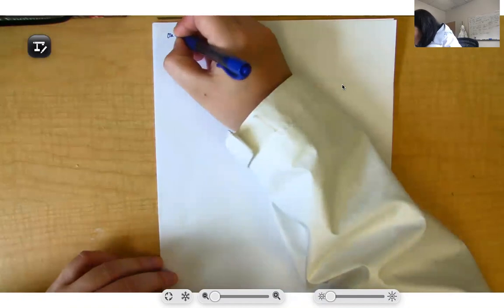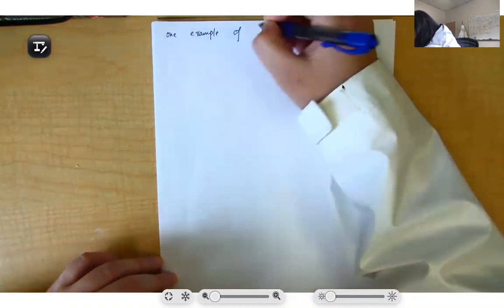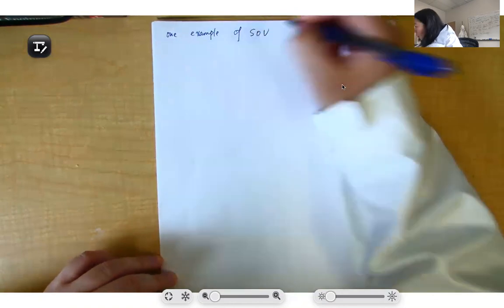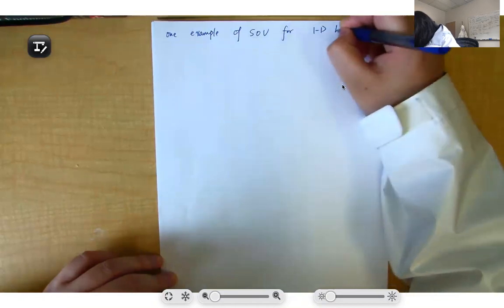Let's make an example using the separation of variables method to solve our PDE in transit. So one example of separation of variables for the 1D heat equation.